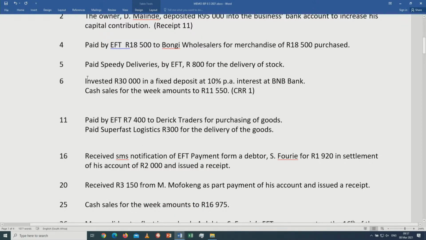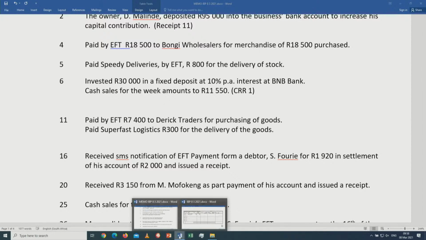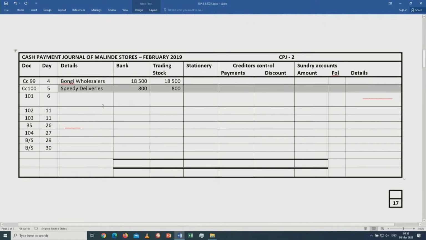On the 6th, you have invested 30,000 of fixed deposit at 10% per annum interest at B&B Bank. So let's finish the first transaction first. What happened here? Did we receive or pay? We have invested. Meaning when you invest money, you're taking out whatever money that you are having in your business. You're going to record it under the cash payment journal. So let's go to our cash payment journal.